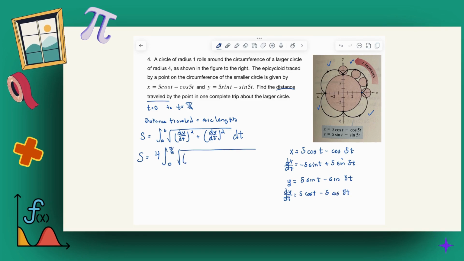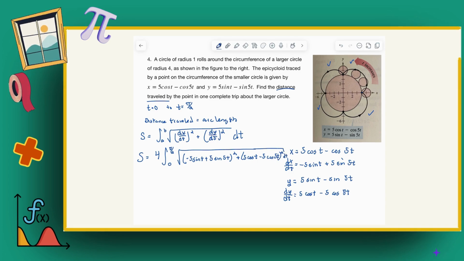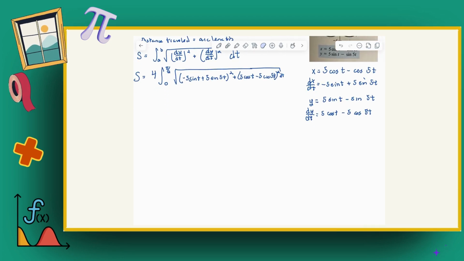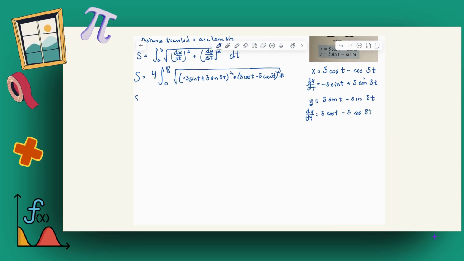Okay, I want to substitute that into my arc length formula, remembering to take our x derivative with respect to t and square it. And the same thing to our y derivative with respect to t, we're going to square it. Okay, so I'm going to do the full method. I'm going to take my negative 5 sine t plus 5 sine 5t and square that. Well, after I square it, I end up with 25 sine squared t minus 50 sine t sine 5t plus 25 sine squared 5t.